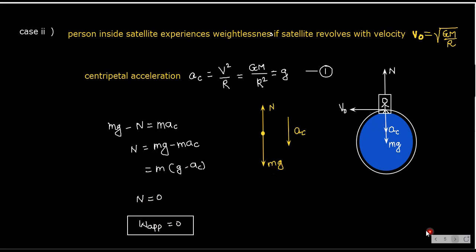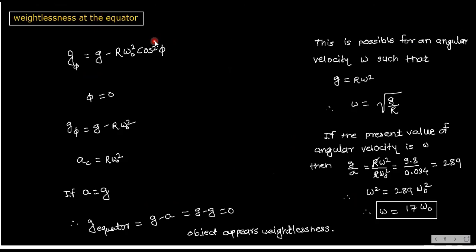Okay, right. Next one, weightlessness at the equator. Where will we feel weightlessness at the equator? g phi is equal to g minus r omega0 square cos square phi. This already we know. If phi is equal to 0, then cos square phi is equal to 1, and therefore g phi is equal to g minus r omega0 square. Now centripetal acceleration is equal to r omega0 square, and if a is equal to g, then g at the equator is g minus a, which is equal to 0. So here also the object appears weightless.